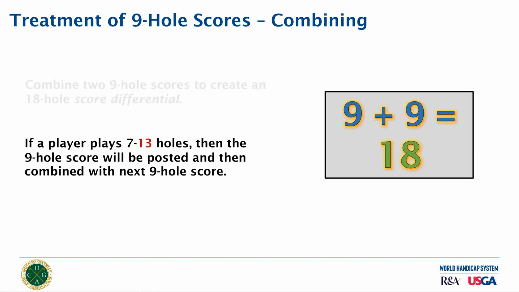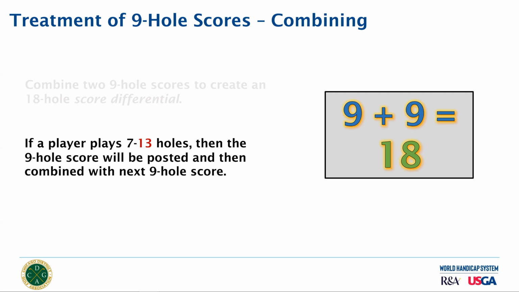The one change is that if a player now plays between 7 and 13 holes, then the 9-hole score will be posted and combined with the next 9-hole score. Previously, it was 7 through 12 holes. So now it has been bumped to 13.